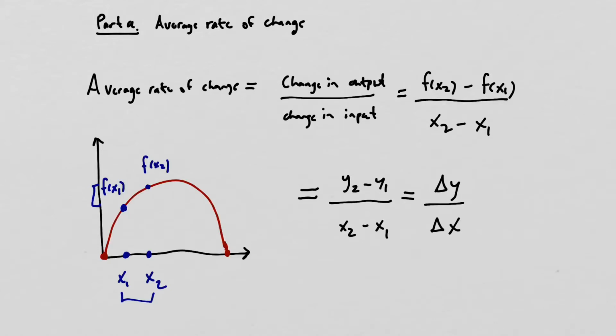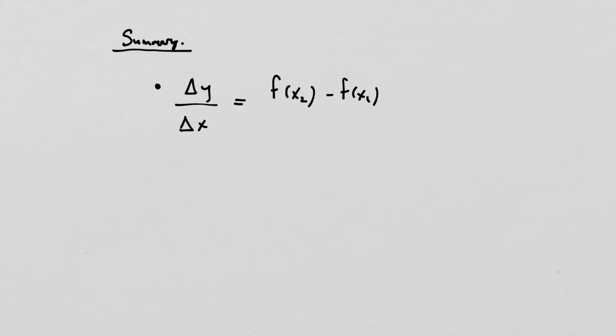Let's go ahead and summarize this. If we want to write the rate of change in terms of an algebraic equation, this is going to be given by the change in y divided by the change in x, which is defined to be f of x2 minus f of x1 divided by x2 minus x1.